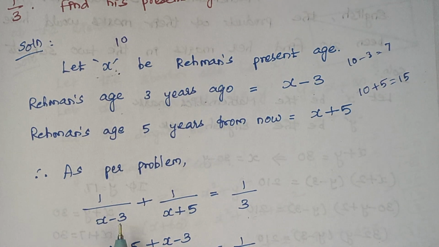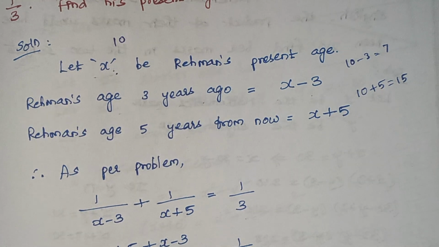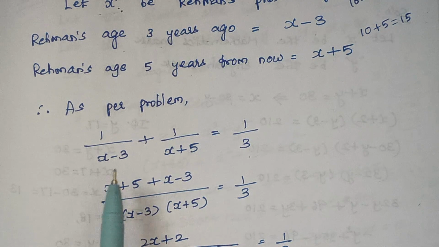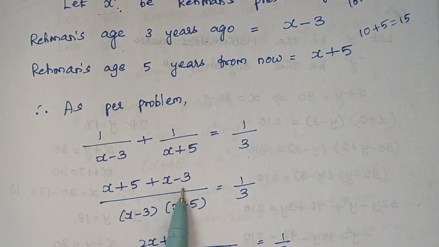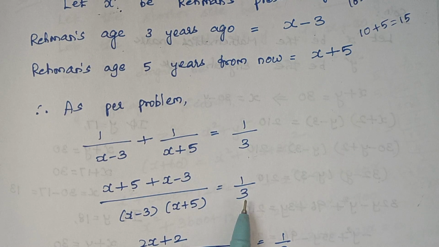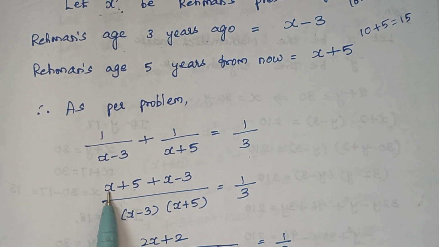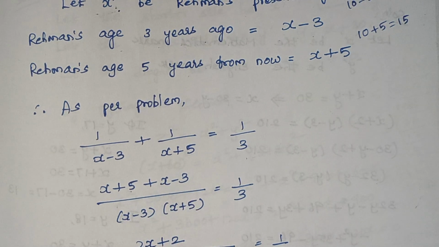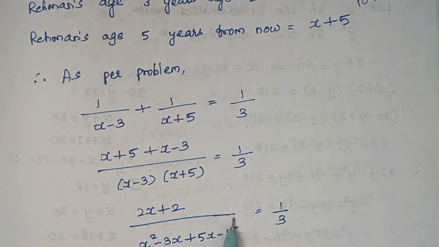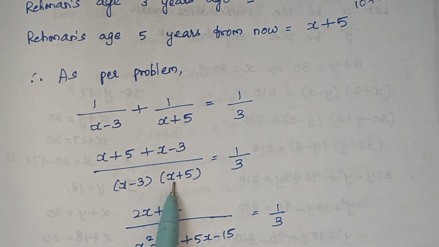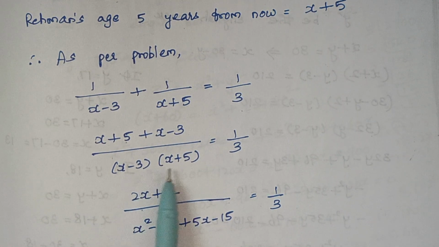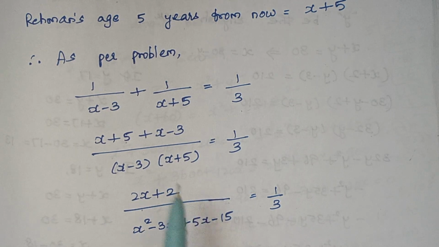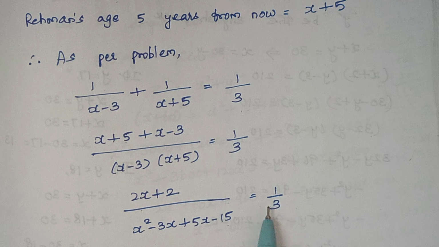As we have two different values in the denominators, we have to take the LCM. Once you take the LCM, it is 1 into x plus 5, plus 1 into x minus 3, the whole divided by x minus 3 into x plus 5, which is equal to 1 by 3. When you simplify, x plus x is 2x, and 5 minus 3 is 2. So 2x plus 2 divided by, here you have to multiply: x into x, x square, minus 3 into x, minus 3x, and again x into 5, plus 5x, and minus 3 into 5, minus 15, which is equal to 1 by 3.